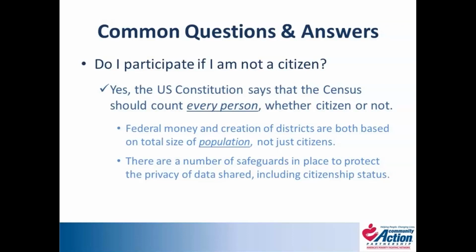Asylum seekers who have crossed the border and are being held in detention facilities get counted. People who are incarcerated, American citizens who are in jail, get counted in their jails. So every person who lives in the United States gets counted. Military abroad get counted as well. If you are an expat, an American citizen living in Italy, you do not get counted. But military service members serving on foreign soil do.